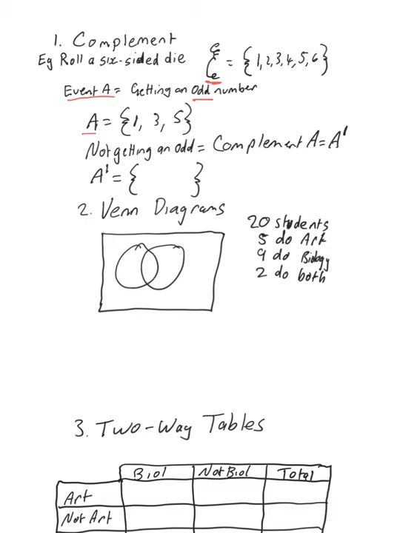And here's where the new bit of information comes in. Not getting an odd number, we call that the complement of A. We represent it with an A with this little symbol here, which is called prime. So A prime, or complement of A, or not getting A, has the outcomes 2, 4 and 6.